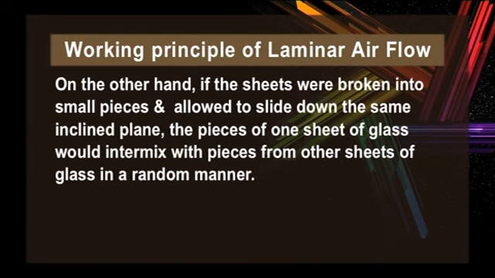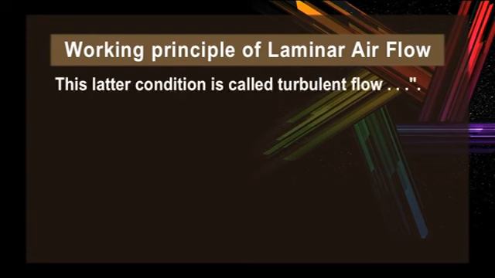On the other hand, if the sheets were broken into small pieces and allowed to slide down the same inclined plane, the pieces of the sheets of glass would intermix with pieces from other sheets of glass in a random manner. This latter condition is called turbulent flow.